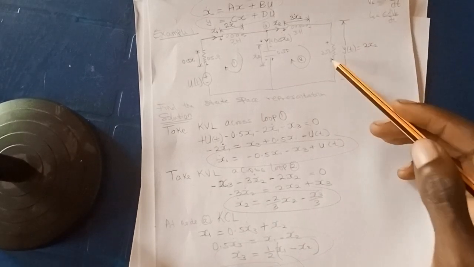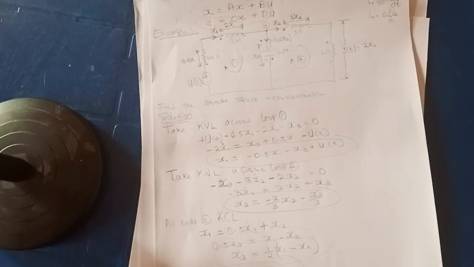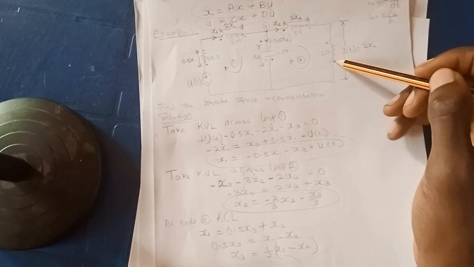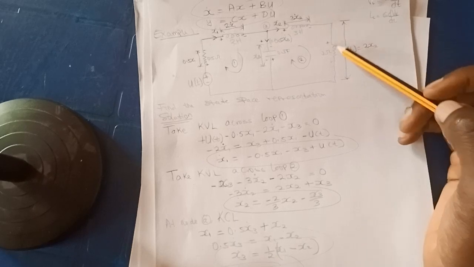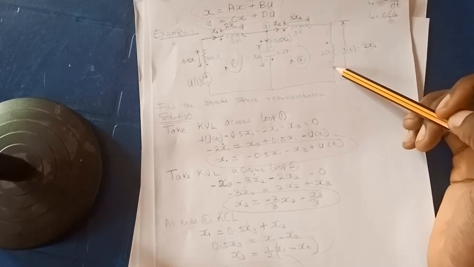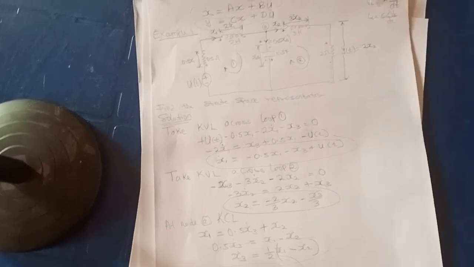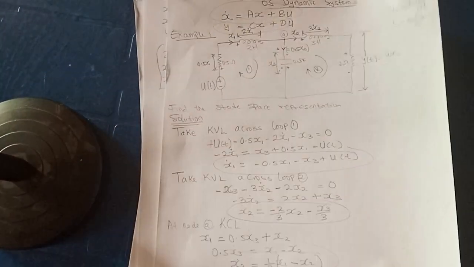We know that the output is simply 2 x2. It was stated in the problem that the output is simply the voltage across this 2 ohm resistor. Since we know that x2 flows within this path, the voltage has to just be 2 times x2. So that is the expression for the output.